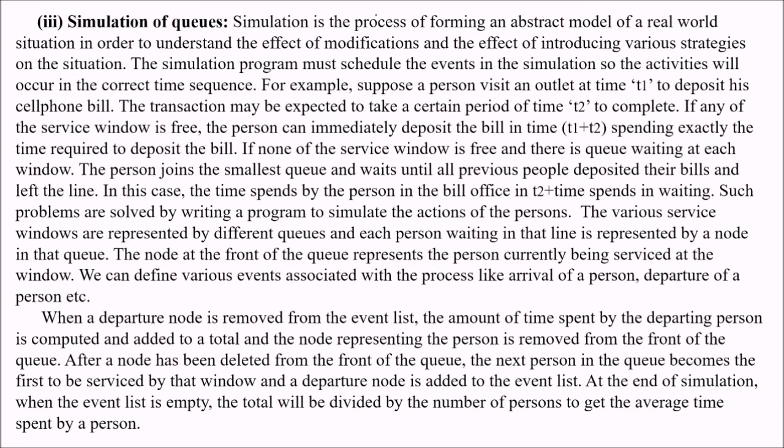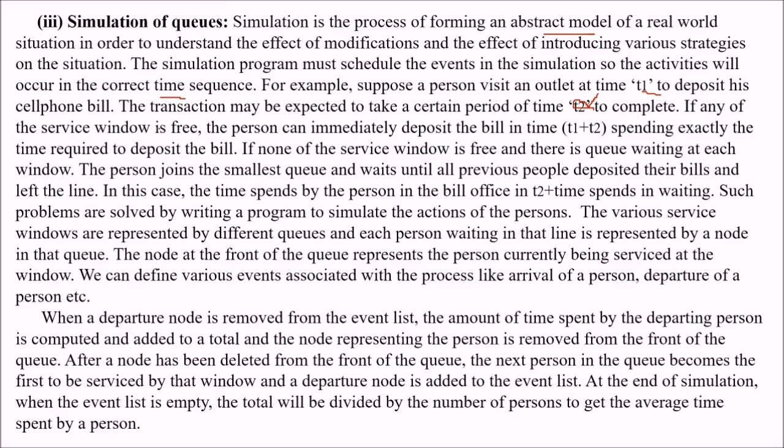Now we'll come to the next one, that is the simulation of queues. Simulation is the process of forming an abstract model of a real world situation in order to understand the effect of modification and the effect of introducing various strategies on the situation. The simulation program must schedule the events so the activities will occur in the correct time sequence. For instance, suppose a person visits an outlet at time t1 to deposit their cell phone bill. The transaction may be expected to take time t2 to complete.